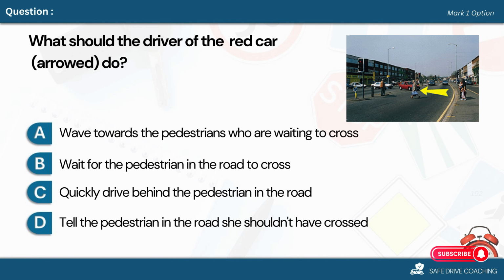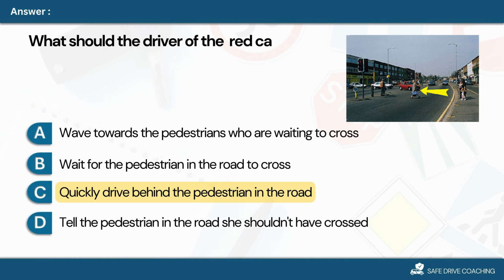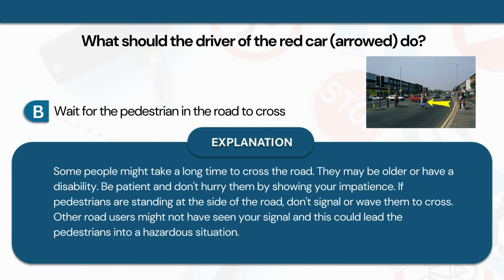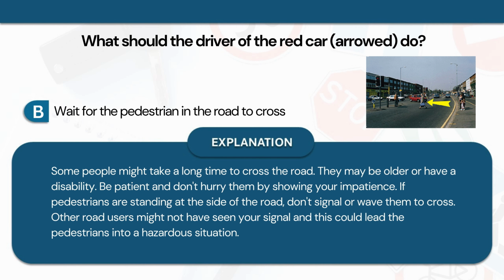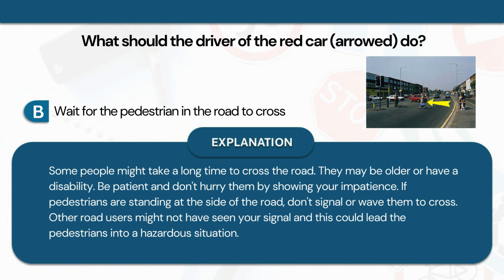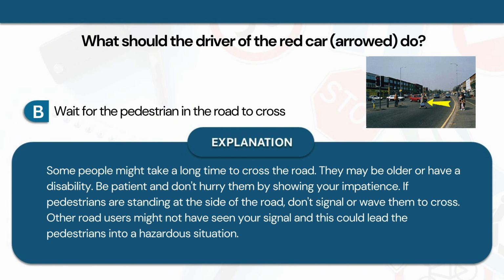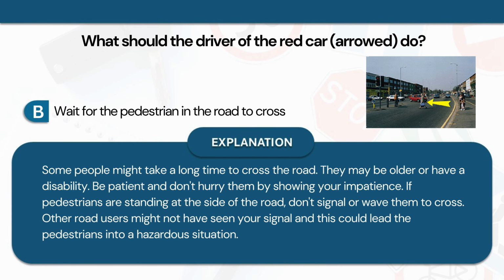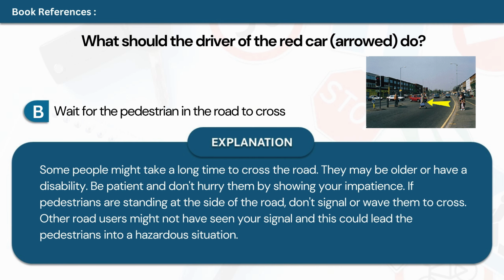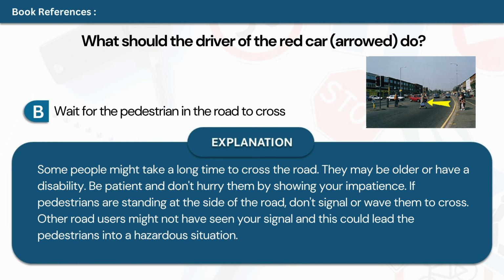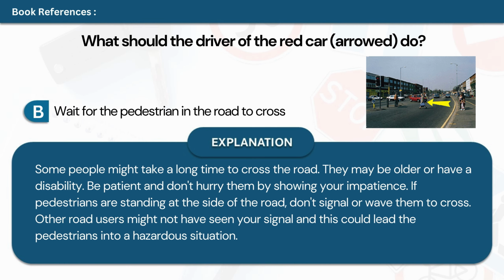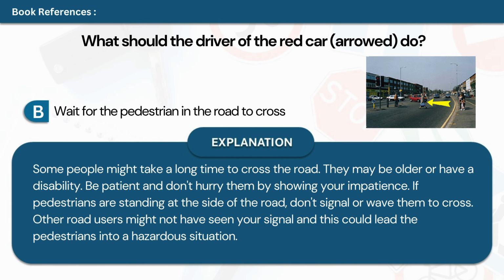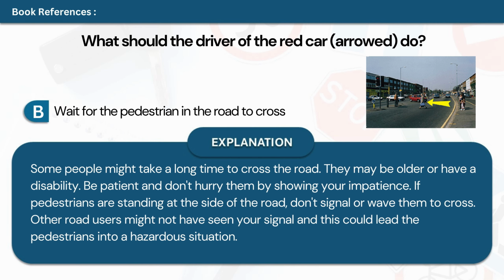The correct answer is B. Wait for the pedestrian in the road to cross. Some people might take a long time to cross the road. They may be older or have a disability. Be patient and don't hurry them by showing your impatience. If pedestrians are standing at the side of the road, don't signal or wave them to cross. Other road users might not have seen your signal, and this could lead the pedestrians into a hazardous situation.